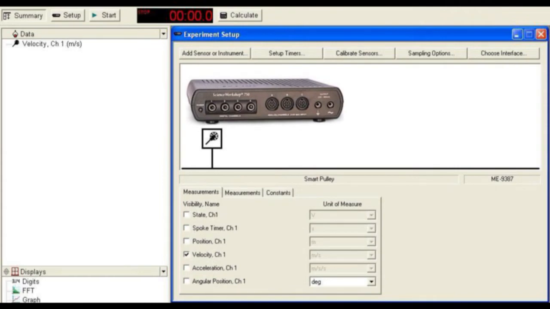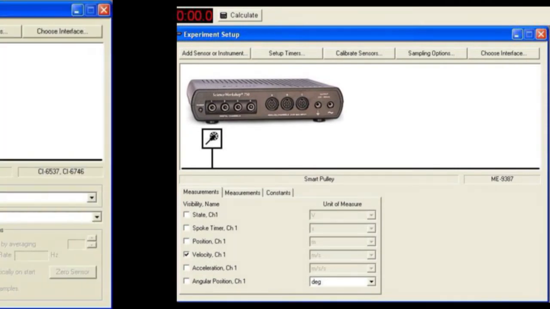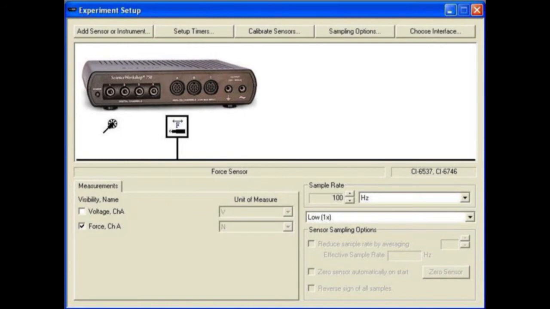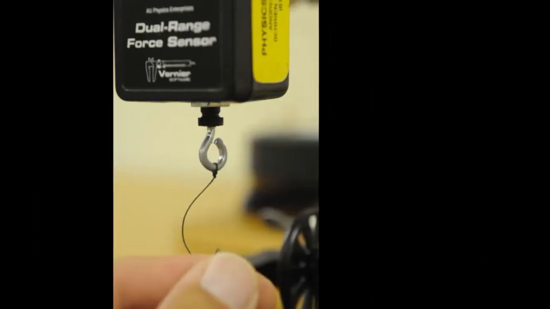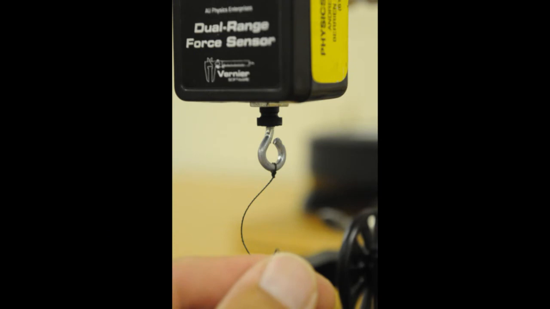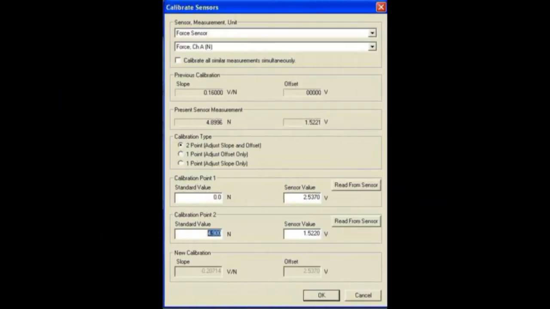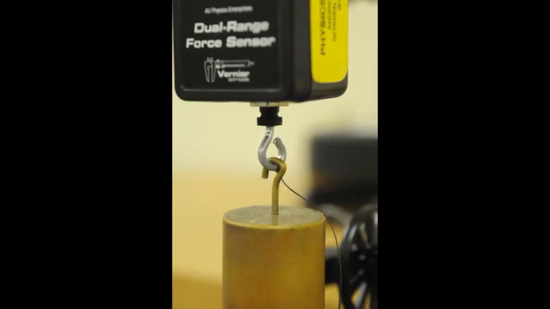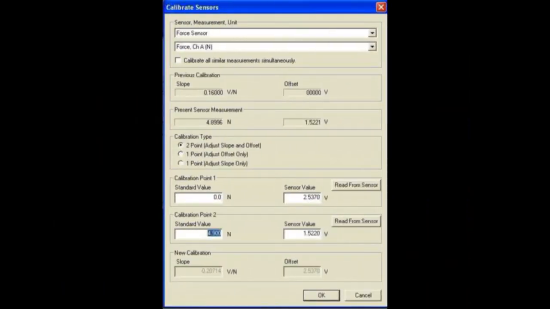Open Data Studio and indicate that a smart pulley is to be used. Also indicate that a force sensor will collect data at a rate of at least 100 Hz. Calibrate the force sensor by removing tension from the string, specifying 0 force, and taking a reading. Then hang 500 grams, indicate 4.9 newtons of force, and take the second reading. It's worth taking a couple of moments to hang and remove the weight to double check the calibration.